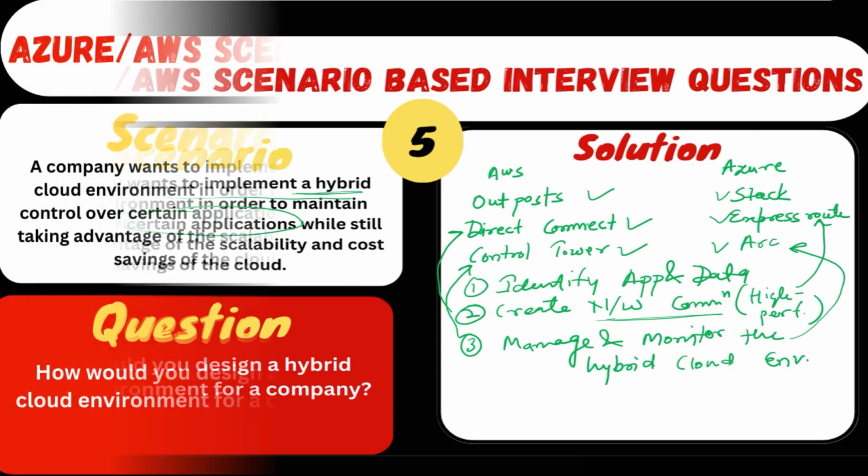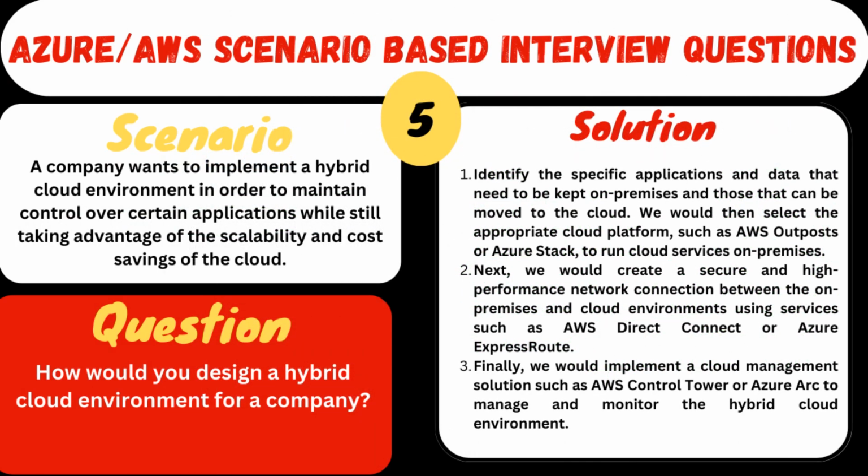that will be a dedicated connection. And in the last step, we will implement a cloud management solution such as AWS Control Tower or Azure Arc to manage and monitor the hybrid cloud environment. So once we implement all these things, we will be able to provide an effective solution to our company.